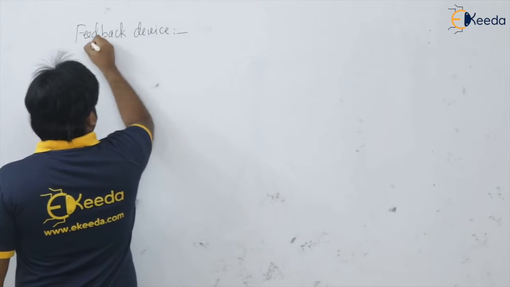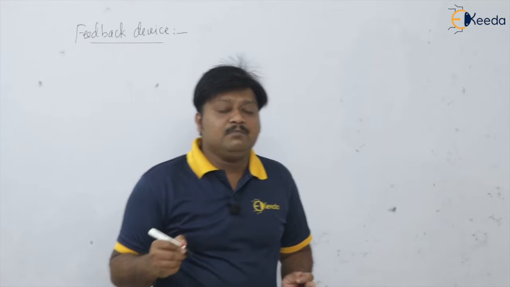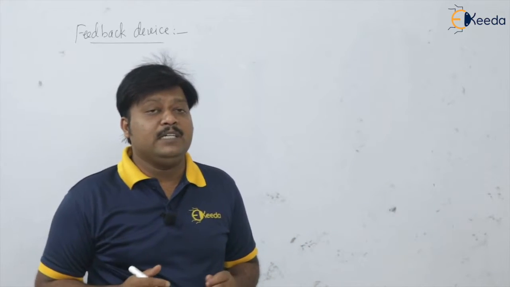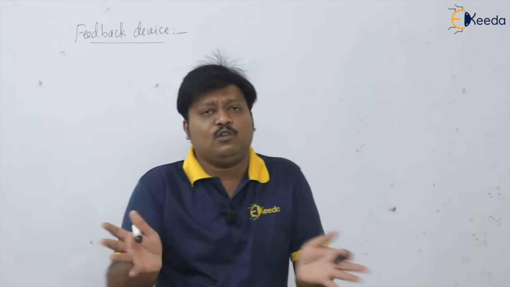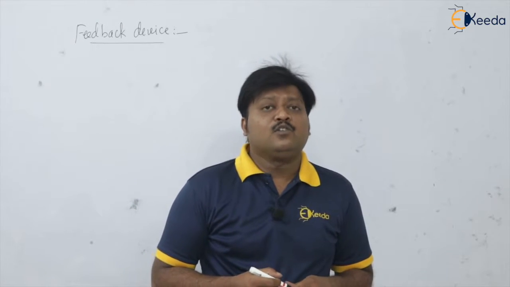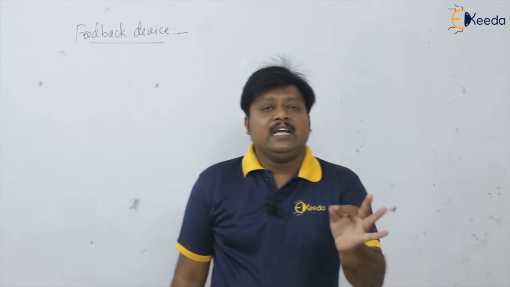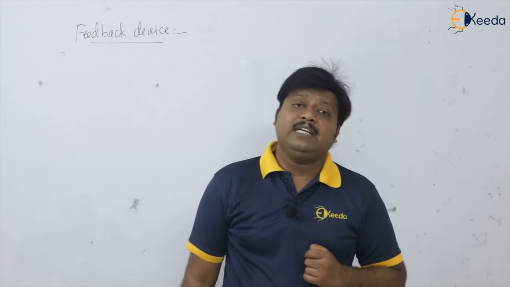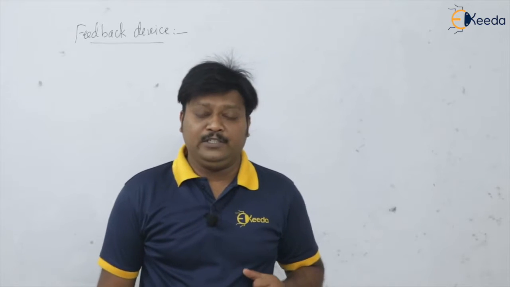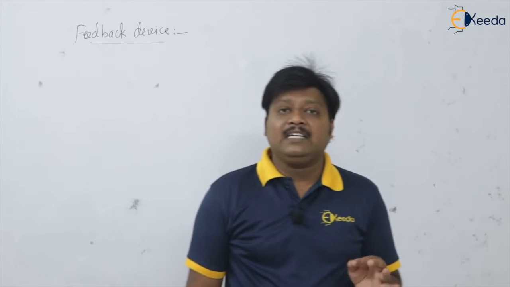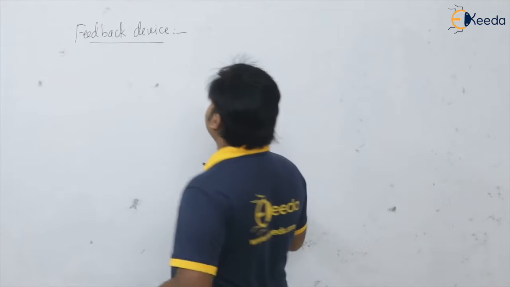So what is this feedback device actually? This is nothing but the displacement or distance measuring equipment which is placed on the lead screw or the axis of the machine tool. So what is it actually doing? It is measuring the actual distance traveled by the axis and sending it to the machine control unit. So feedback devices are simply distance or displacement measuring devices.